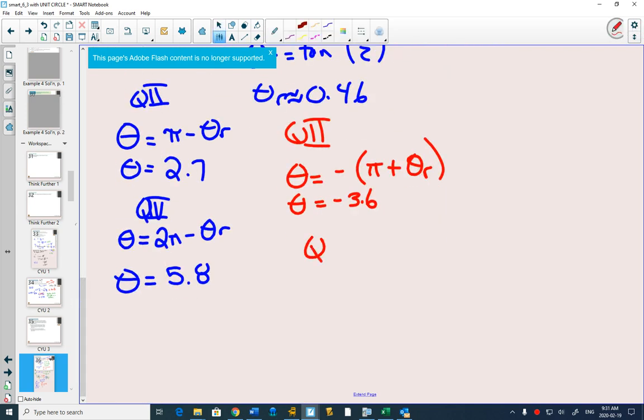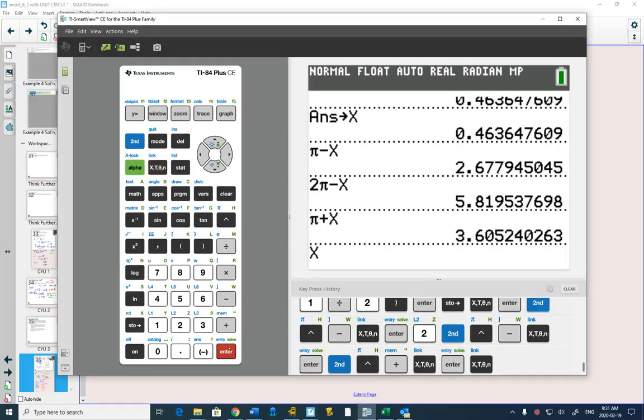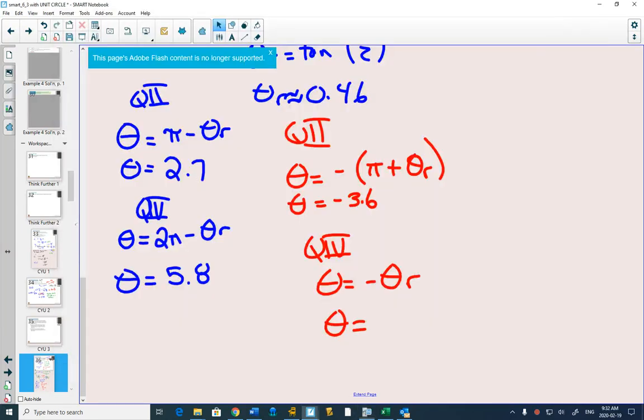In quadrant 4, can you see that whatever your reference angle is, you would just make it negative? And so I don't even remember what my reference angle was. X, 0.46. So negative 0.5 rounded to 1 decimal place.